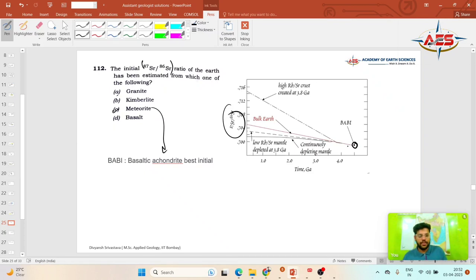So this is your BABI, and after that, these Sr ratios will be different after the separation of crust and mantle. The crust will have a different value, and the mantle would have a different value. If these two had not fractionated, how would the trajectory of the bulk earth look? So this is the bulk earth trajectory. But what we were asked to take is the BABI, which is an achondrite meteorite.